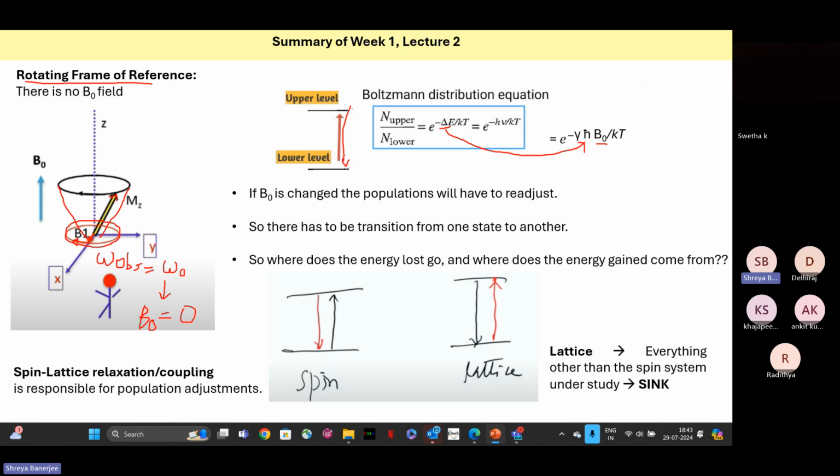So when there is a transition from lower to upper level, there is an absorption of energy. So where does this energy come from? And when there's a transition from upper to lower level, there is a release of energy. And so where does this energy go? This is where the concept of spin lattice relaxation comes.